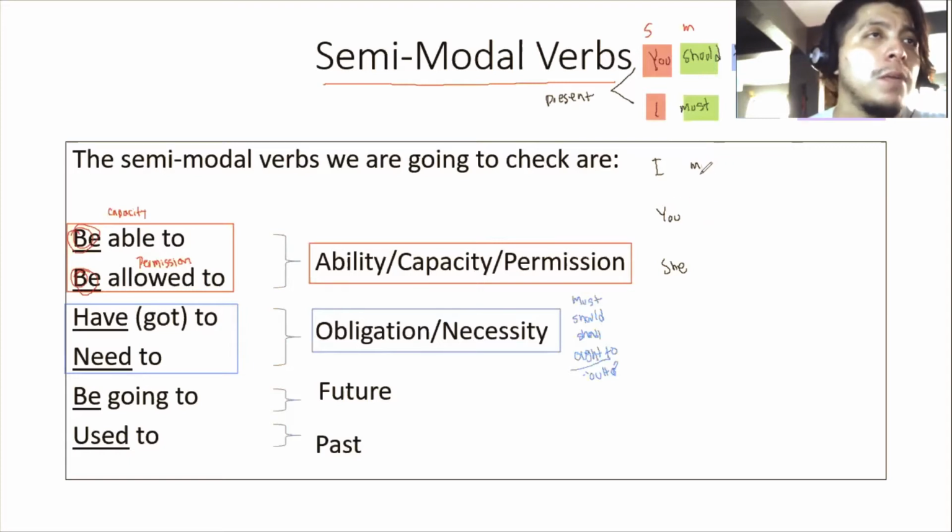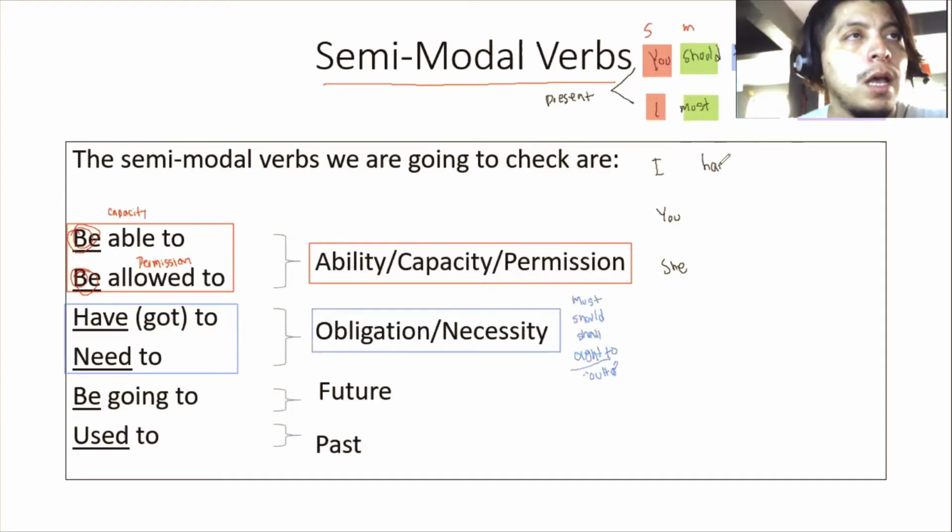We have three semi-modal verbs. We have the semi-modal verb have got to. So this got is like optional. You can say have got to or only have to. And then you have the one need to. Then you need a verb in the base form.